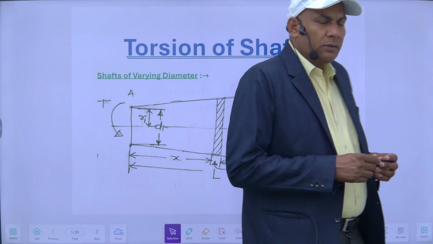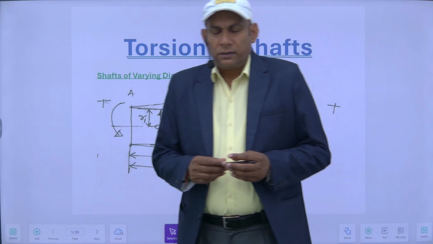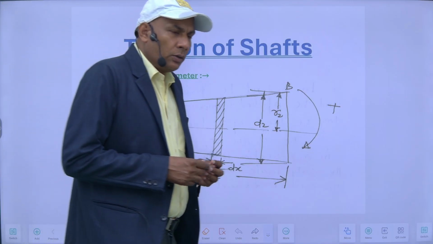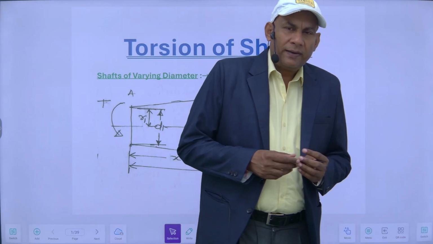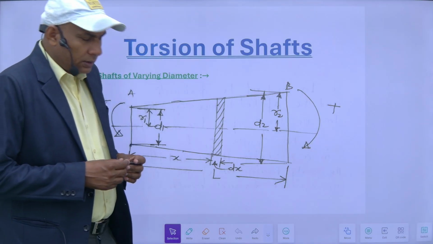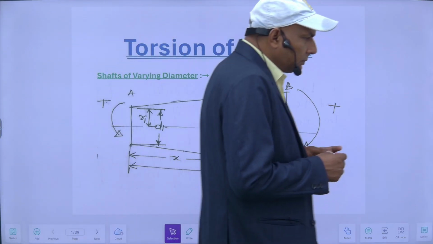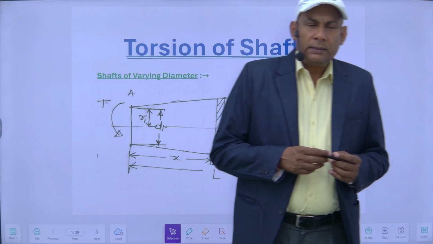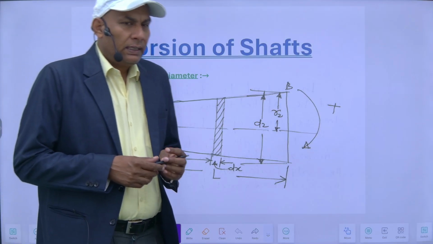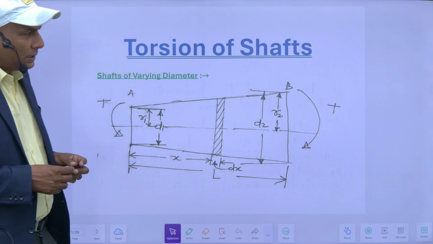So today I am going to give a second lecture on the torsion of shaft. In my early classes, I have explained the basic torsion equations, how to find the angle of twist, resisting torque, and how to find the strain energy due to torsion. That was covered in my early classes.